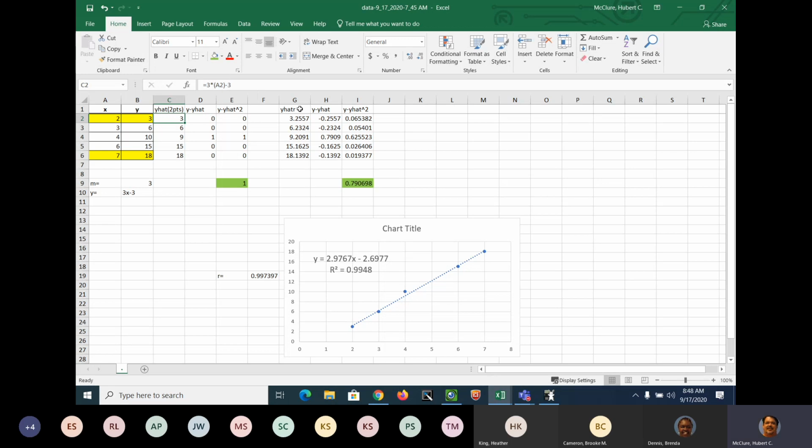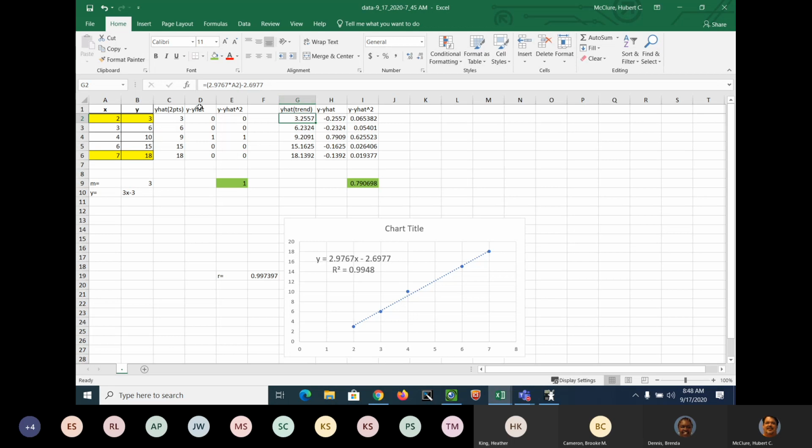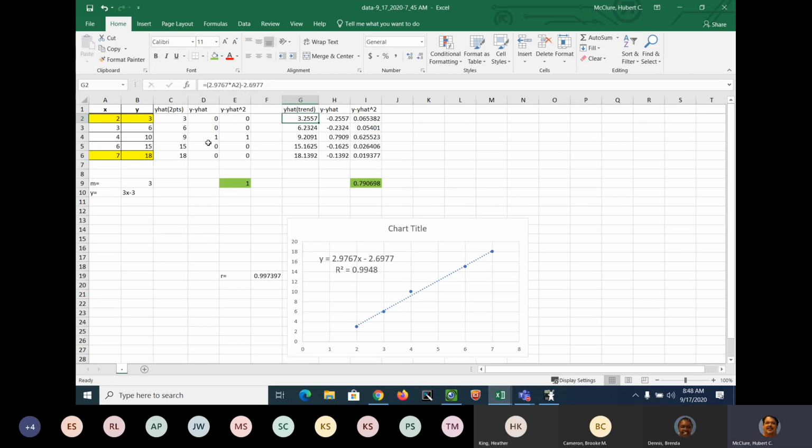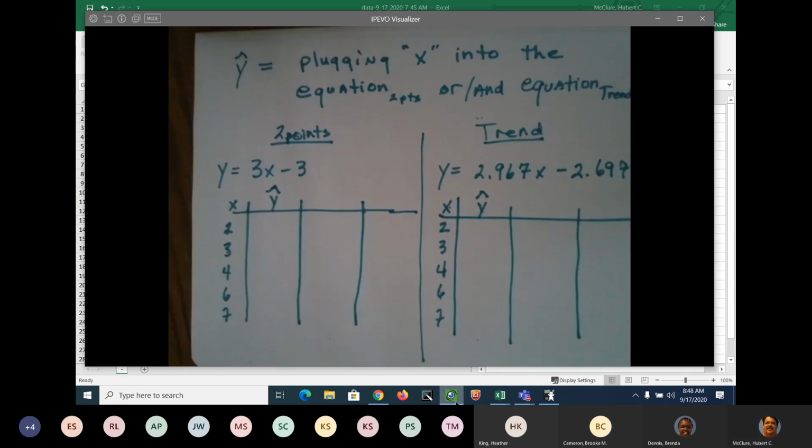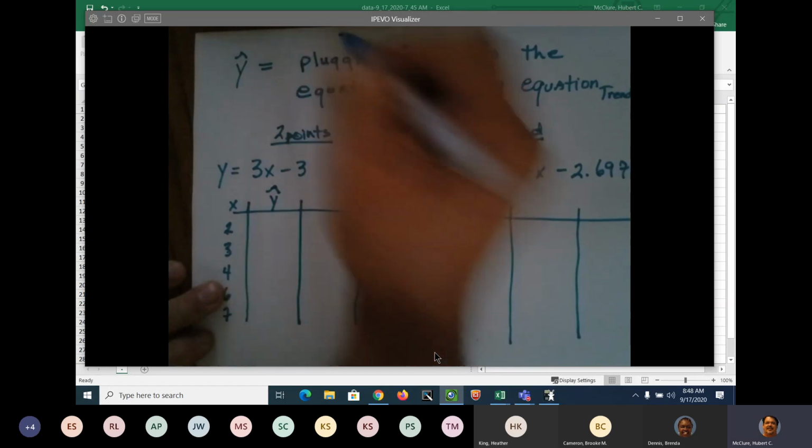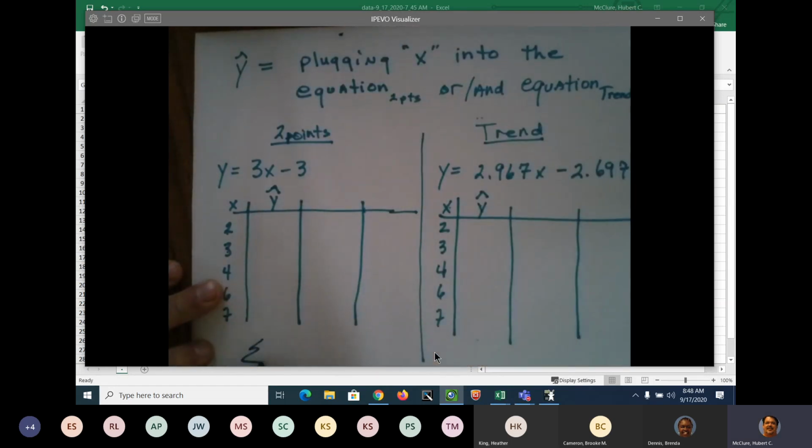And here is y hat, and I'm going to put trend line. I'll put trend. Okay. Now remember the formula. What does the formula say? I'm going back to the formula. The formula says the summation of y minus y hat, quantity squared.